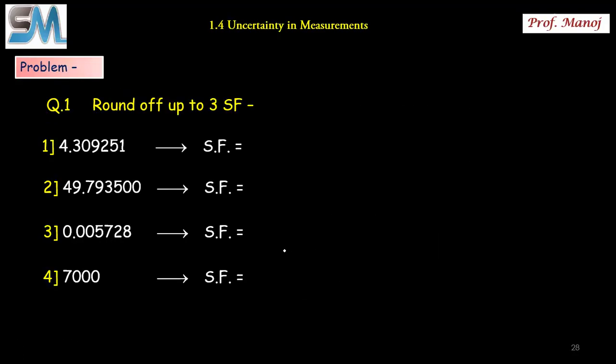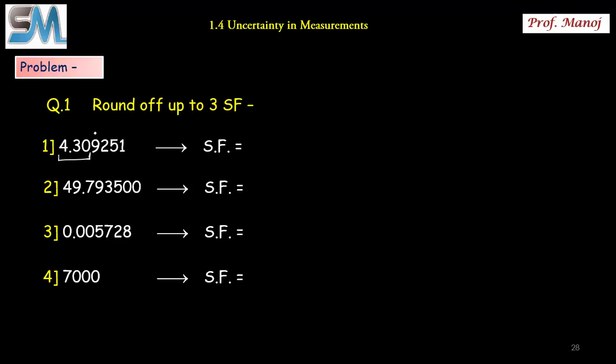Let us calculate this, rounding off to 3 significant digits. This will cover your rounding off concept along with the significant figures. So my number is 4.309251. We want 3 significant digits. So where are they? Over here.